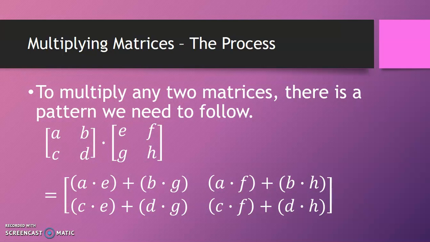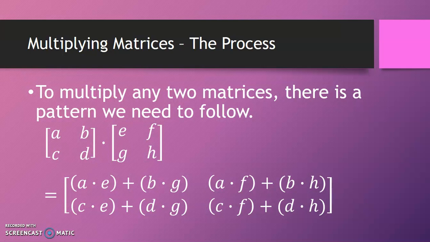Now once you've taken that first row from your first matrix times all of the columns from the second matrix, then you need to move on to the second row. So I move on to C D for the bottom row of my new matrix there. Then I take that second row and I follow the same pattern where I have to multiply it by all the columns in the second matrix. So I'm taking C times E and D times G and I add those together. Then I take C times F and D times H and I add those together.